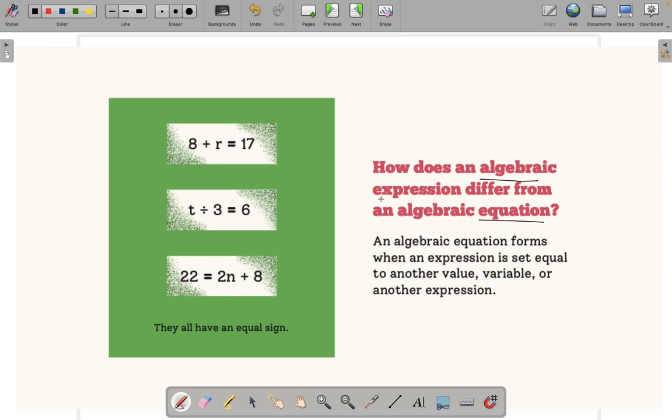so see, 8 plus r is an algebraic expression. This adds two terms, so 2x plus 3y is an algebraic expression. But when you add an equal sign, you have an equation. Equation means you have an equal sign. When you add an equal sign, say for example equals 3, this becomes an equation. Is this clear?